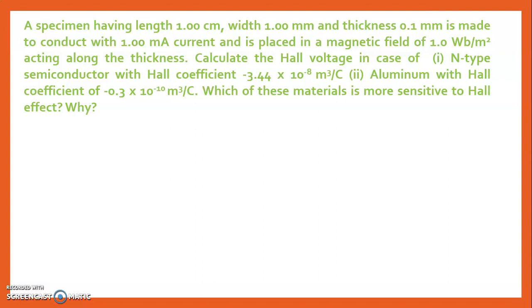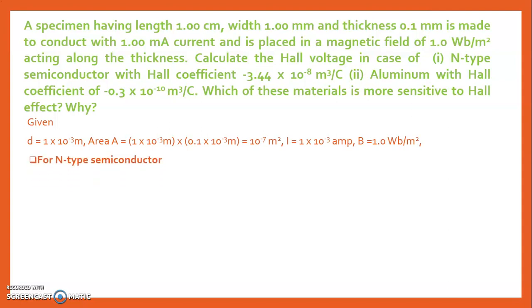Okay, so first we'll write the given things. Here the width is 1 mm, then the area is width into thickness, which we have calculated directly. It is 10 raised to minus 3 meter into 0.1 into 10 raised to minus 3 meters, which gives 10 raised to minus 7 meters square. Then the current is 1 milliampere, and the magnetic field is 1 Weber per meter square.